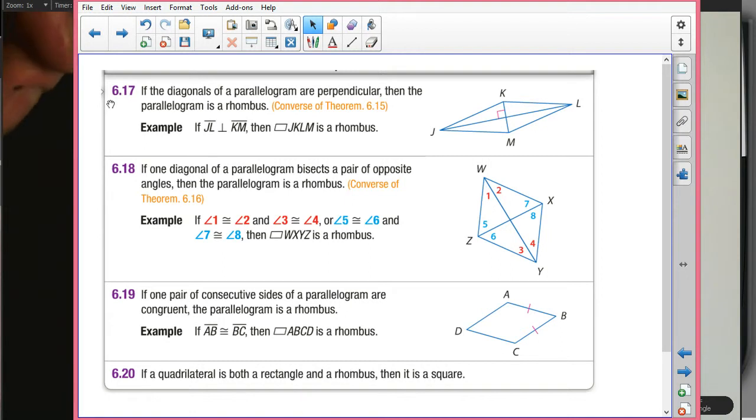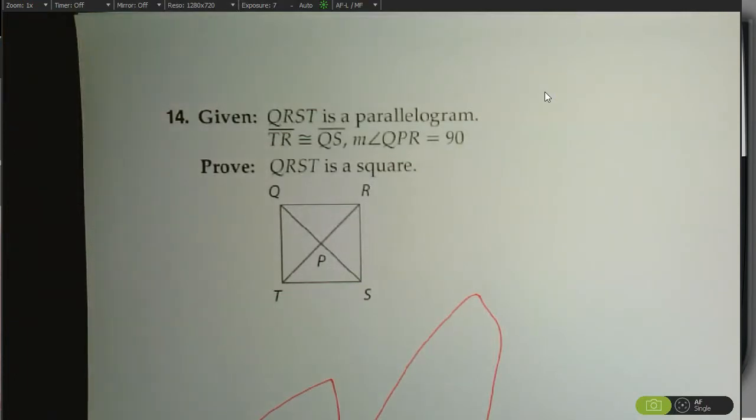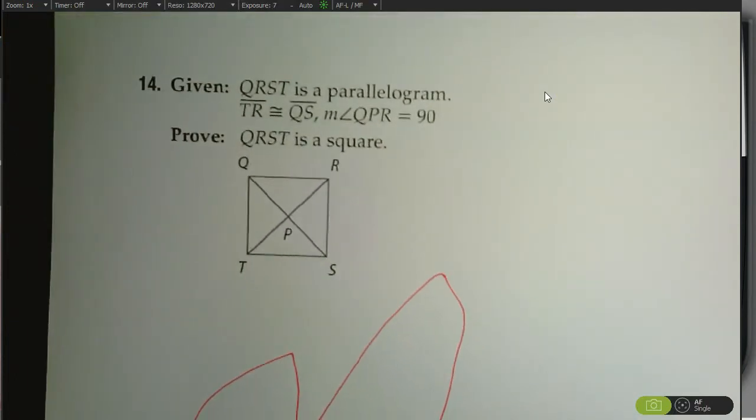Okay. So let's look at some problems from the homework then. I'm not going to go over every step of these problems of the proofs. I'm just going to walk through the general idea.